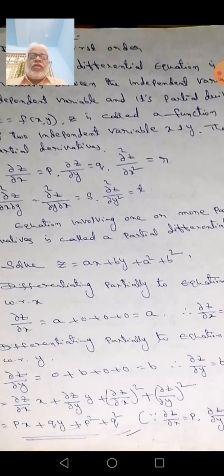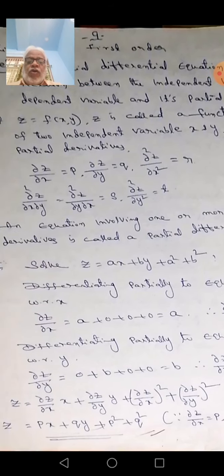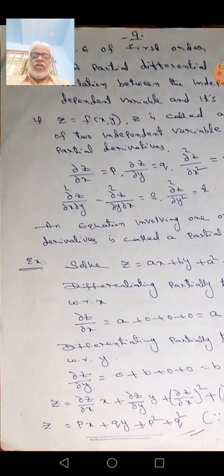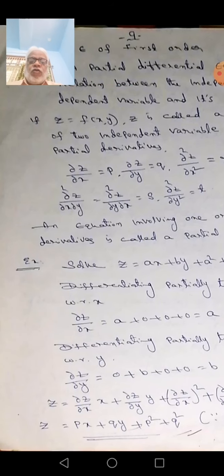But we know that ∂z/∂x is denoted by p, and ∂z/∂y is equal to q. Then we substitute: z is equal to ∂z/∂x into x, that is px, ∂z/∂y into y, that is qy, and (∂z/∂x) whole square is p square, and (∂z/∂y) whole square is q square. So finally the differential equation is z is equal to px plus qy plus p square plus q square.